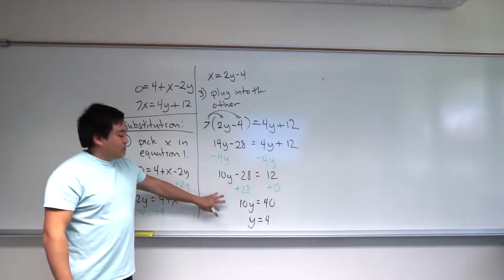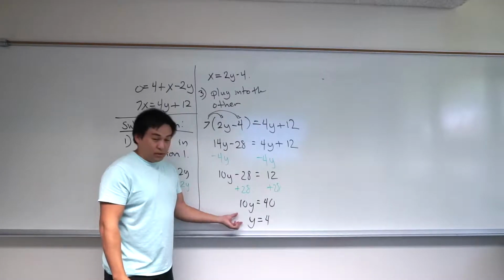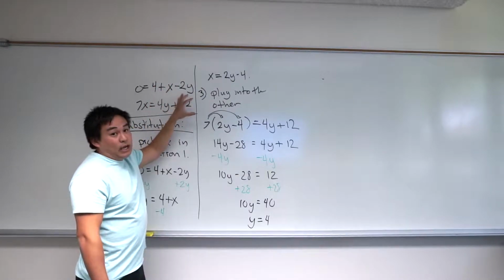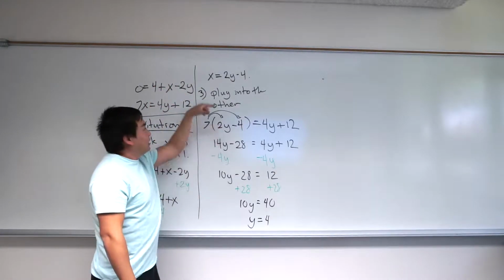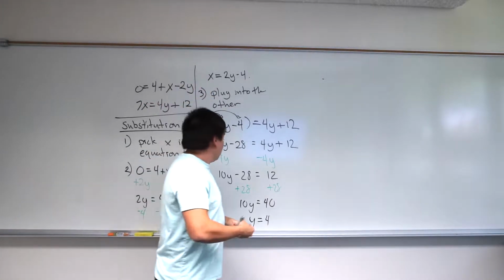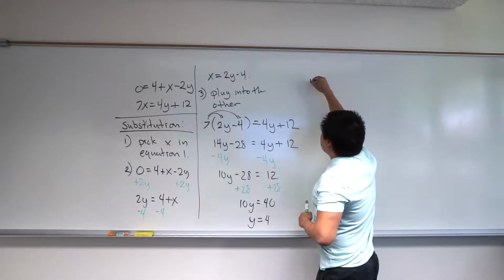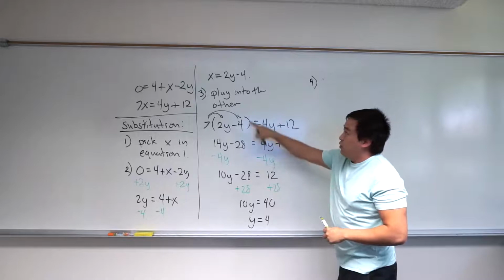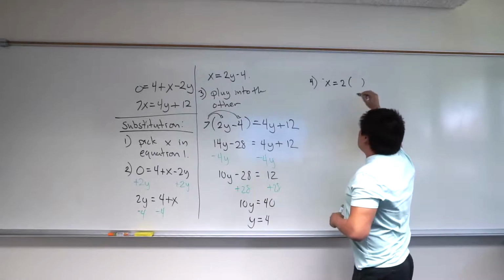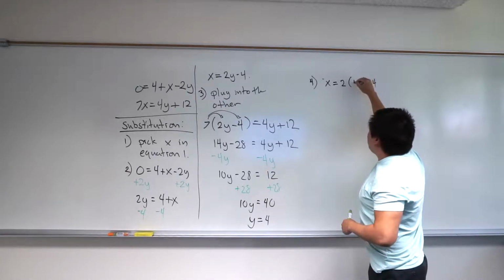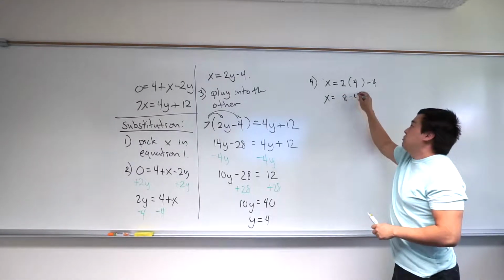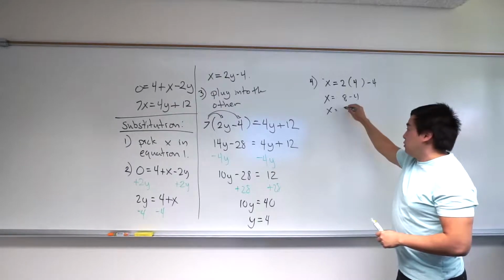Okay. So the last step that we need to do is take this number that we got, which is y equals 4, and plug it back into either one of these equations. And what's really nice about this is that you can actually plug it in anywhere. It doesn't matter, as long as your equation has both x's and y's in it, it'll work. So step 4, let's take that y value and plug it into there. So x is equal to 2, again, parentheses, minus 4, with a 4 in there. So x is equal to 8 minus 4, or x is equal to 4.